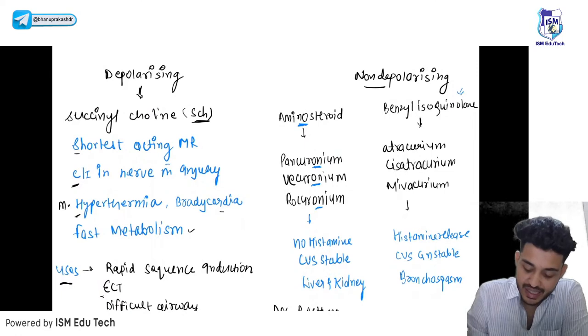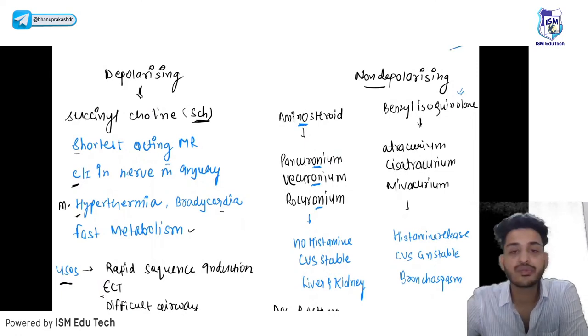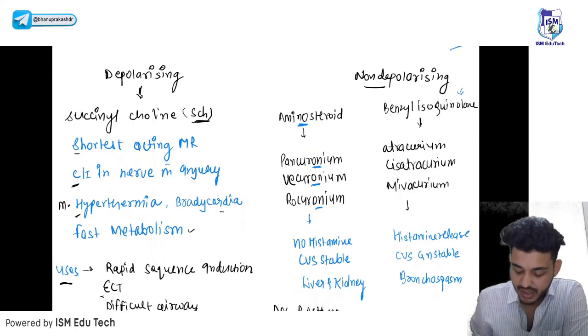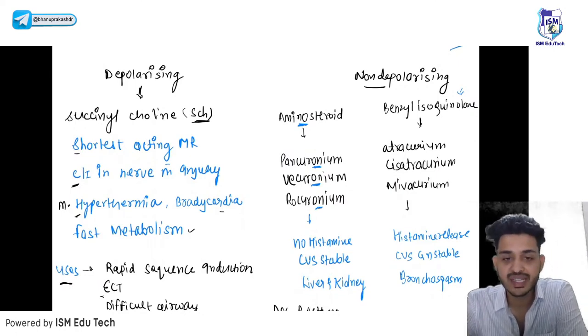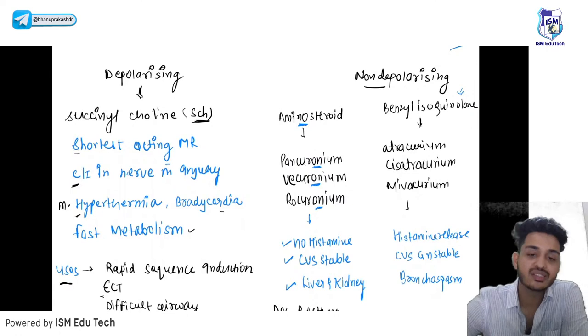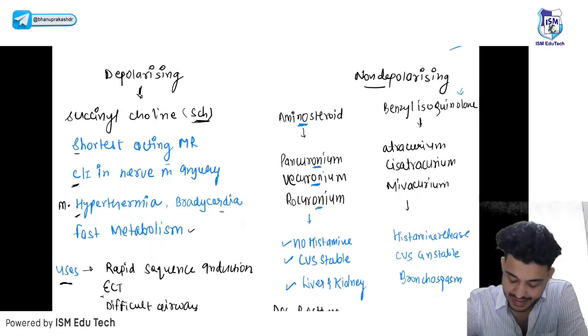All these agents will not be releasing histamine. Pancuronium, no, it won't be secreting histamine. Vecuronium, they won't be secreting histamine. And rocuronium, they won't be secreting histamine. So there will be no histamine release. They are cardiovascular stable, and they can be utilized in liver and kidney disease as well.